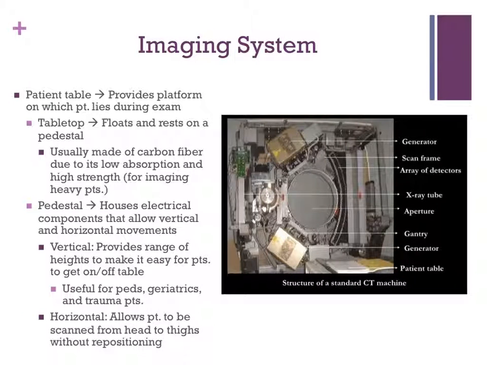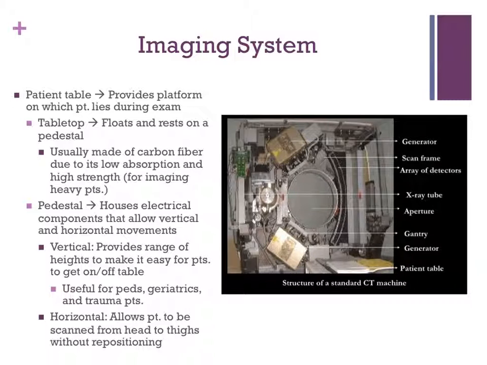The patient table provides a platform on which the patient lies during the exam. This consists of a tabletop which floats and rests on a pedestal. The tabletop is usually made of carbon fiber because carbon fiber is known to have low absorption and high strength, which in CT makes it useful for imaging the heavier patients. The pedestal houses the electrical components that facilitate vertical and horizontal couch movements.